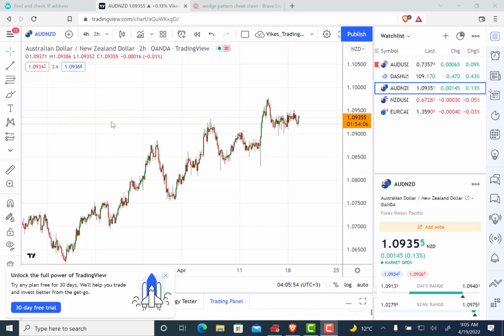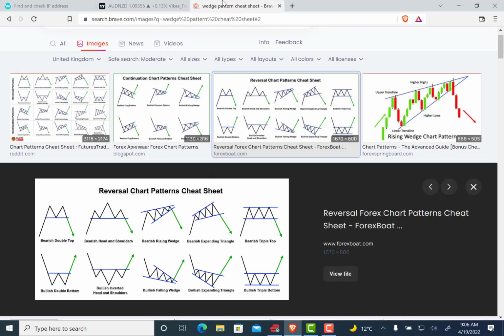Hello guys, so today I want to talk about the bearish rising wedge pattern.